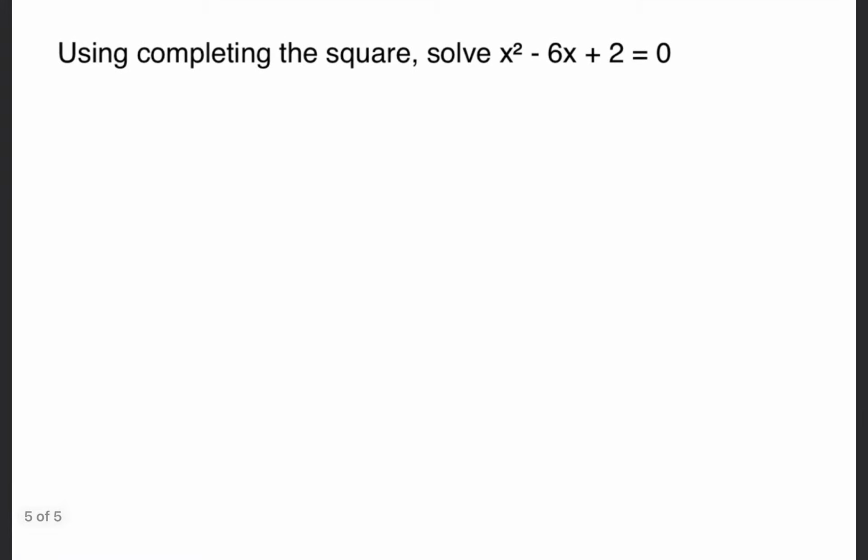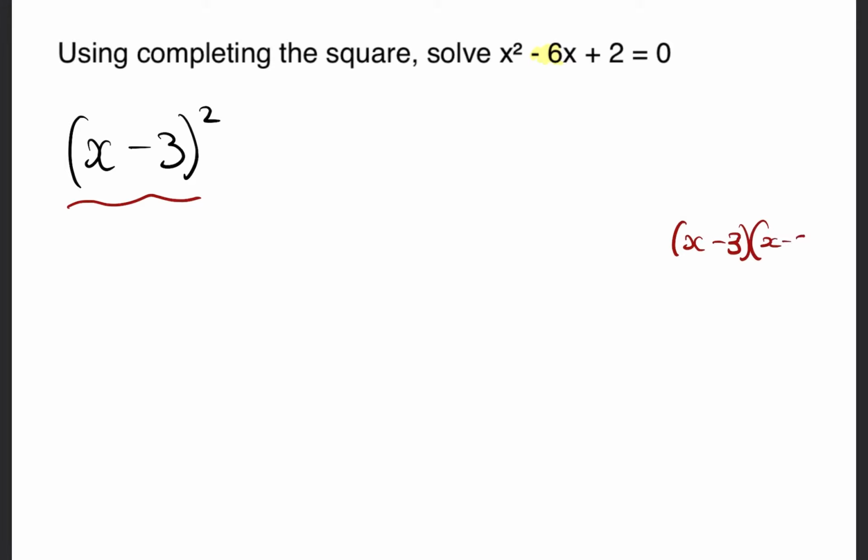Using completing the square, solve x squared minus 6x plus 2. So first thing we do, we look at our b value. It's going to be negative 6 here, and we half it. x minus 3 all squared. Let's have a look what that equals. I like to write them over here away from the question, not to confuse you. And that's going to be x squared minus 6x plus 9. That's important. You notice when you multiply these out, the first x squared and the x term are always the same.